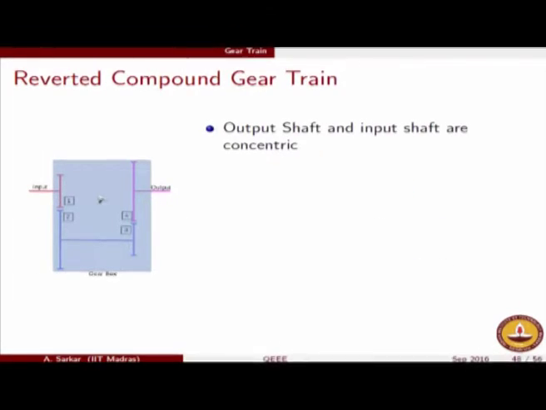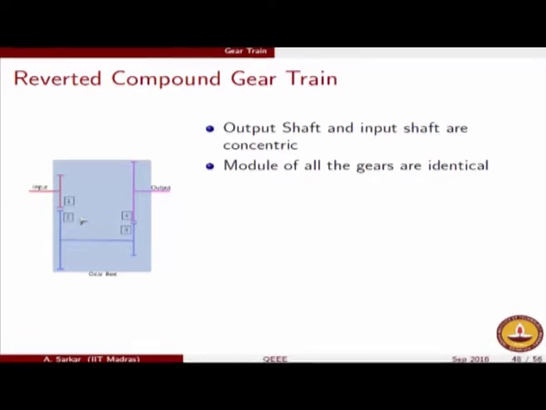Whereas if you look at the input and output shaft in this arrangement, it is coaxial, or to say that both have the same center line. So in this case we call this a reverted compound gear train. Please note that this blue shaft that you can see carries two gears, which is why gear 2 and gear 3 are marked. That's why it is a compound gear train, but it is also reverted because the input and the output shafts are concentric. So again the analysis will proceed assuming that the module of all gears is identical.